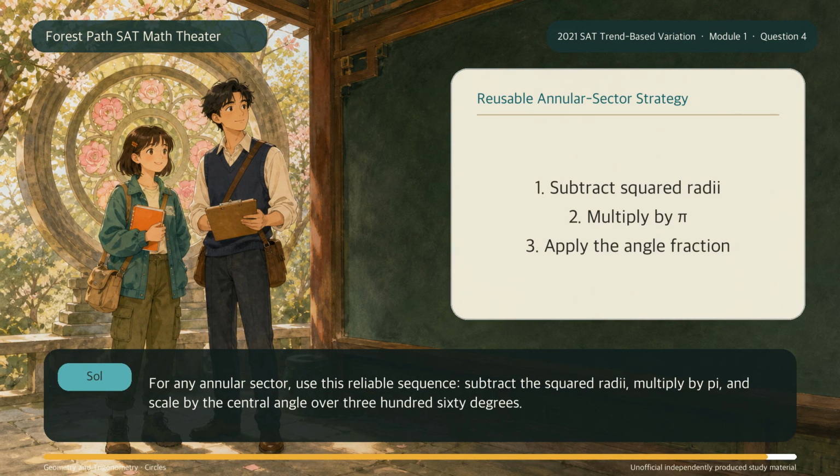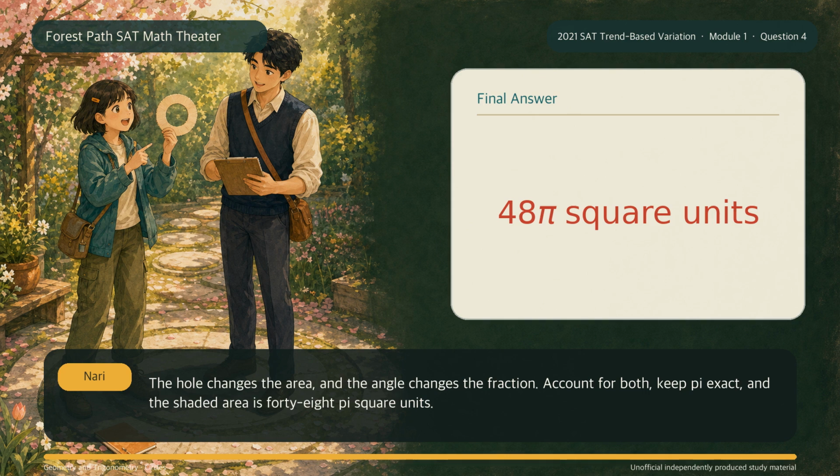For any annular sector, use this reliable sequence. Subtract the squared radii, multiply by pi, and scale by the central angle over 360 degrees. The whole changes the area, and the angle changes the fraction. Account for both, keep pi exact, and the shaded area is 48 pi square units.